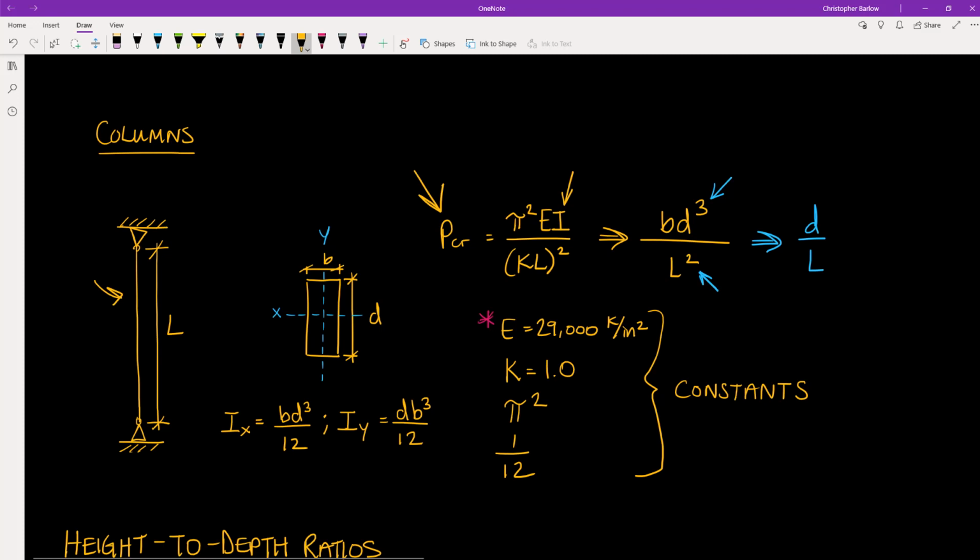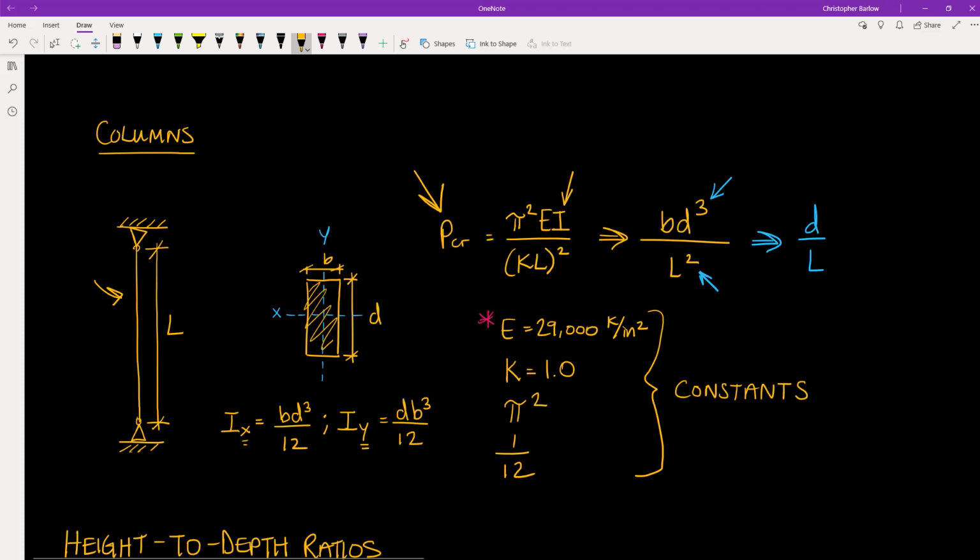And recall that the moment of inertia changes based on which axis we are looking at. So if this is the cross section of our column, the moment about the x-axis will be BD cubed over 12, and the moment of inertia about the y-axis will be equal to dB cubed over 12. So we have to pay attention to whether we're looking at the strong axis, or the x-axis bending, or the weak axis, in this case the y-axis bending.